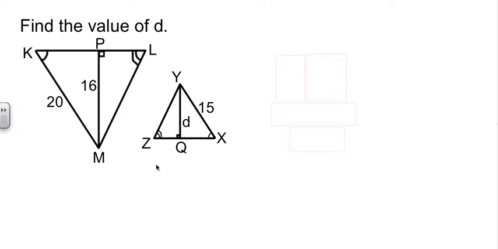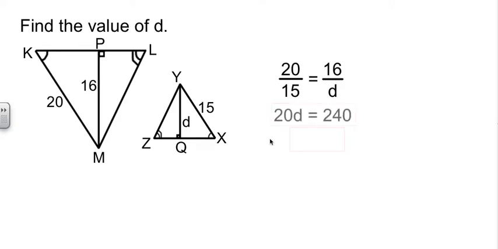Well, since the triangles are similar, I can write ratios. The ratio of a side in the first triangle to a side in the second, 20 to 15, will be equal to the ratio of the altitudes, 16 to D. From here, it's an easy problem. Cross multiply and then solve, and we find out that the altitude of the second triangle, the smaller triangle, has a length of 12. The same idea would have applied if we did a median or if we did an angle bisector.